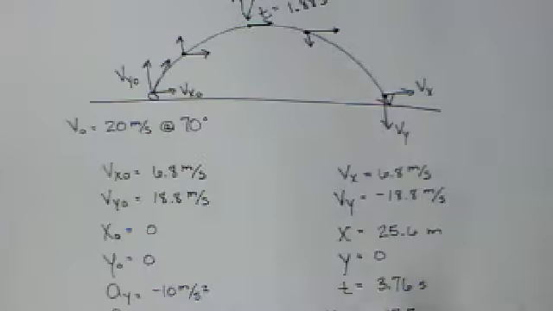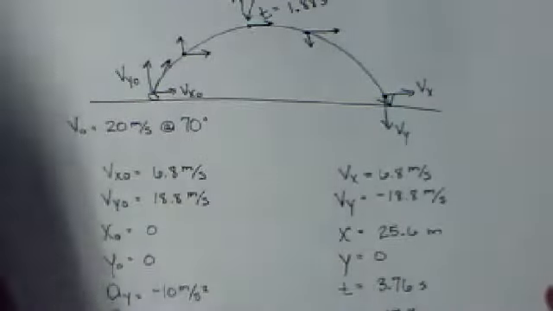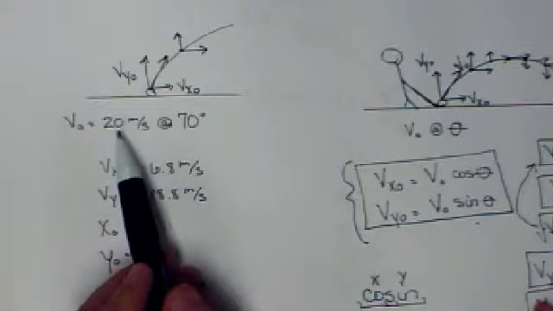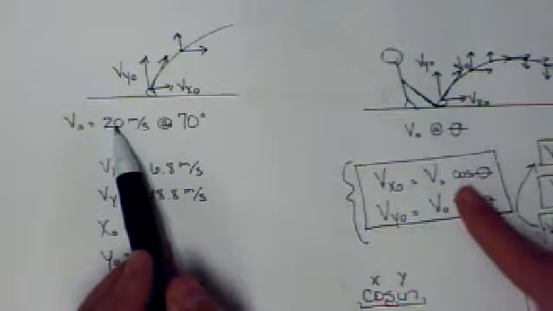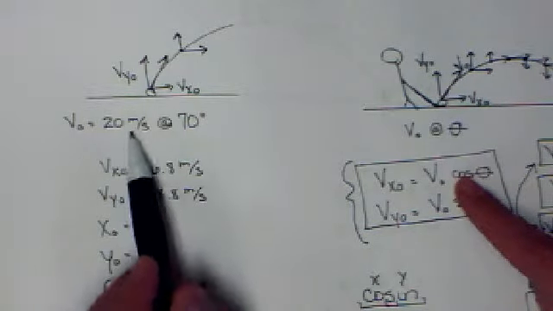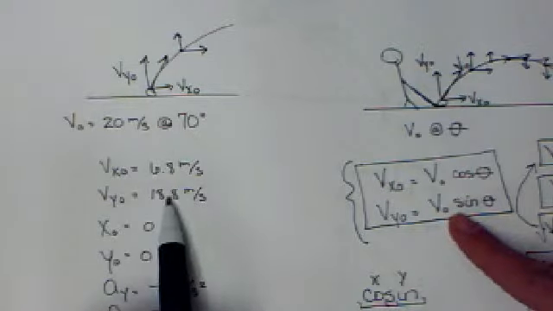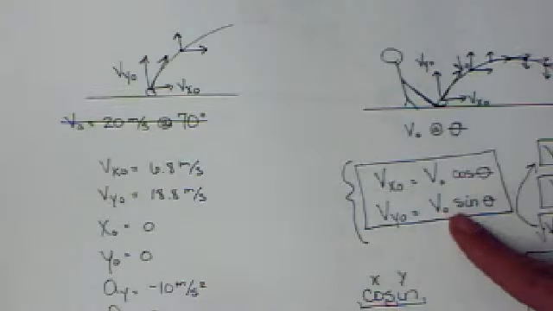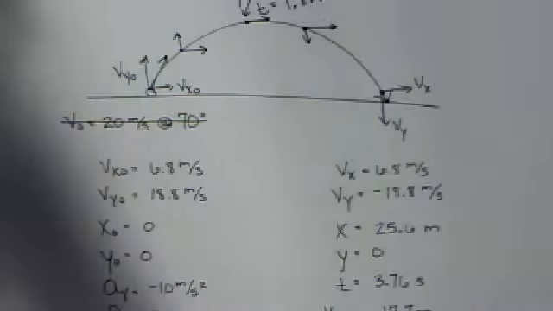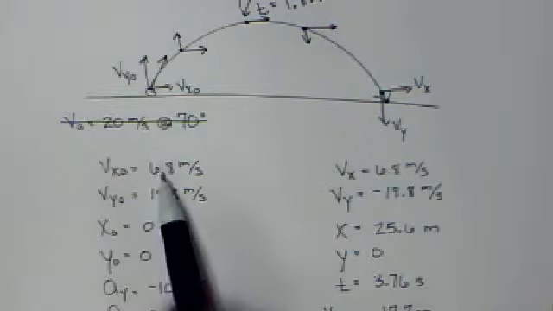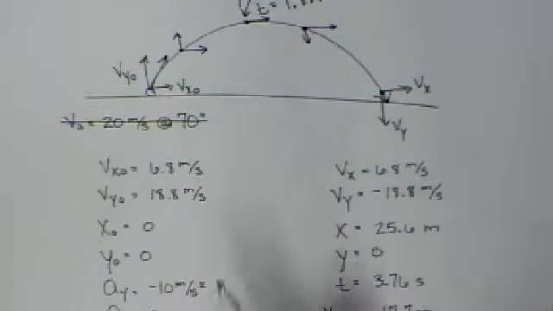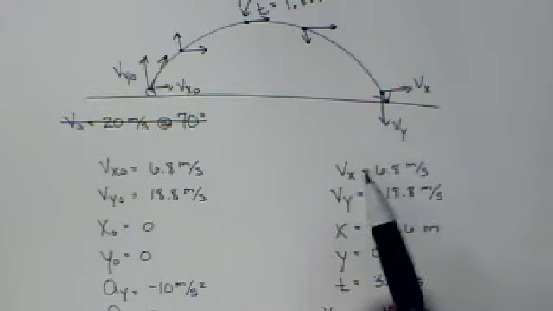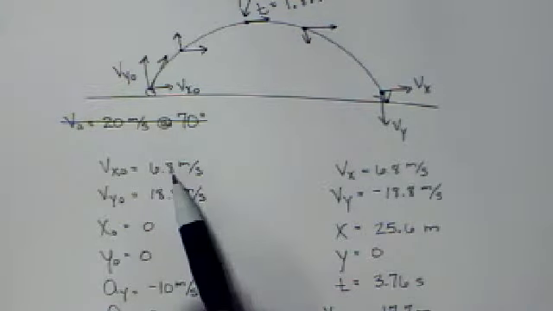So I want to show you how I filled this out. The first thing I did, I took my 20 and my 70 here, and I plugged it into my calculator with my calculator in degree mode. 20 cosine 70 gave me Vx naught, 20 sine 70 gave me Vy naught. Once I have Vx naught and Vy naught, I will not use this anymore, so I'm just going to mark it out. Okay, moving on from there, I knew that there's no horizontal acceleration because there's no horizontal force. All my Vx's are the same, so therefore Vx is also equal to Vx naught.